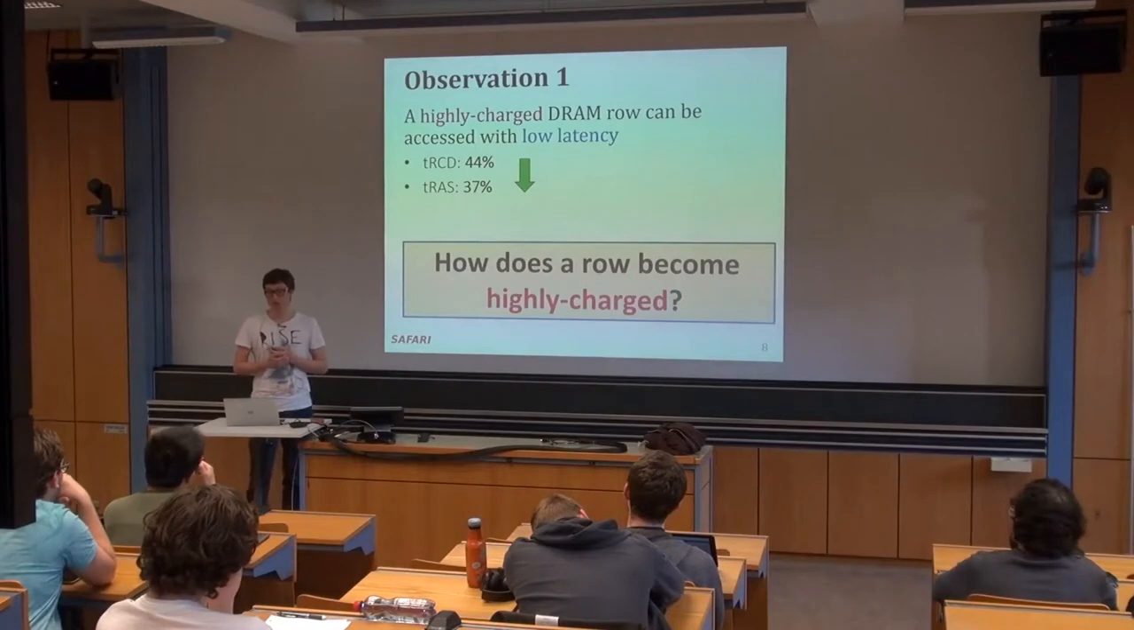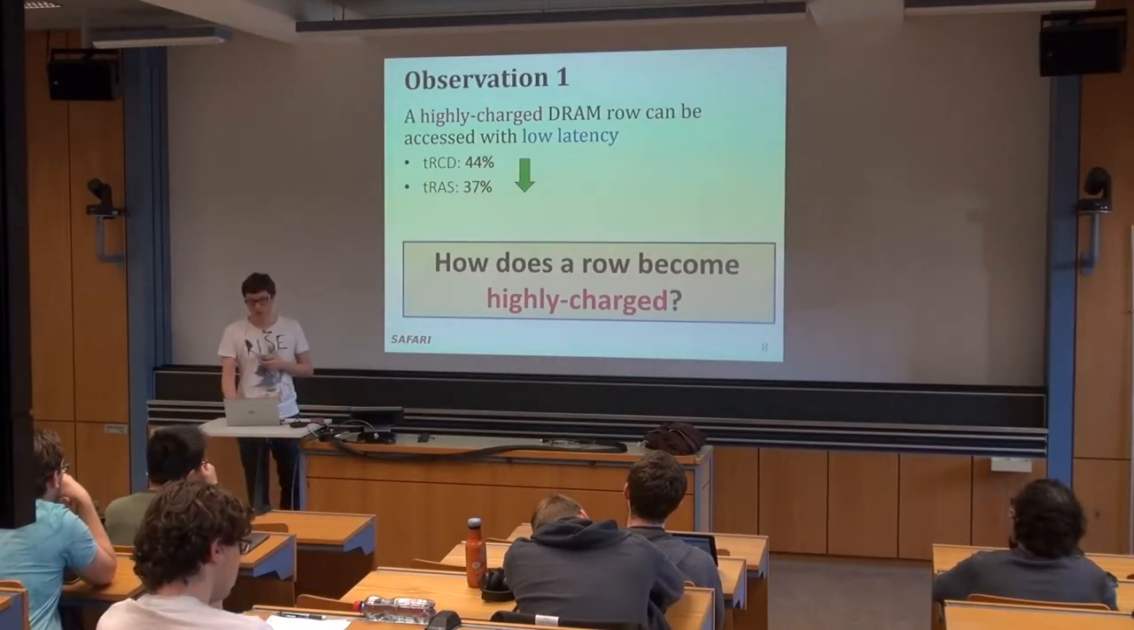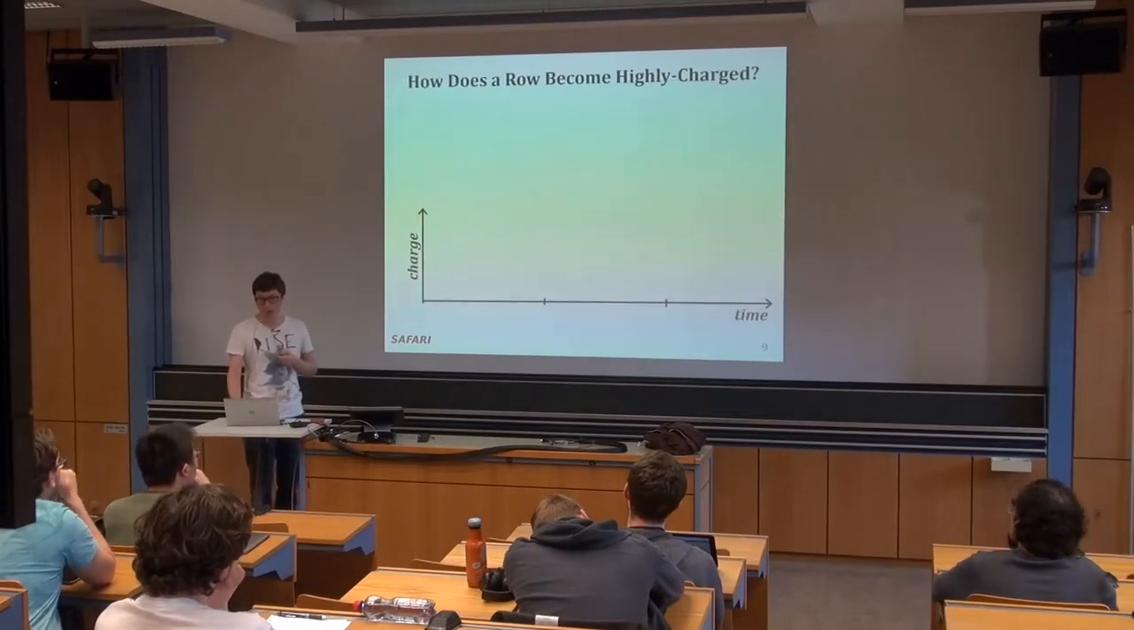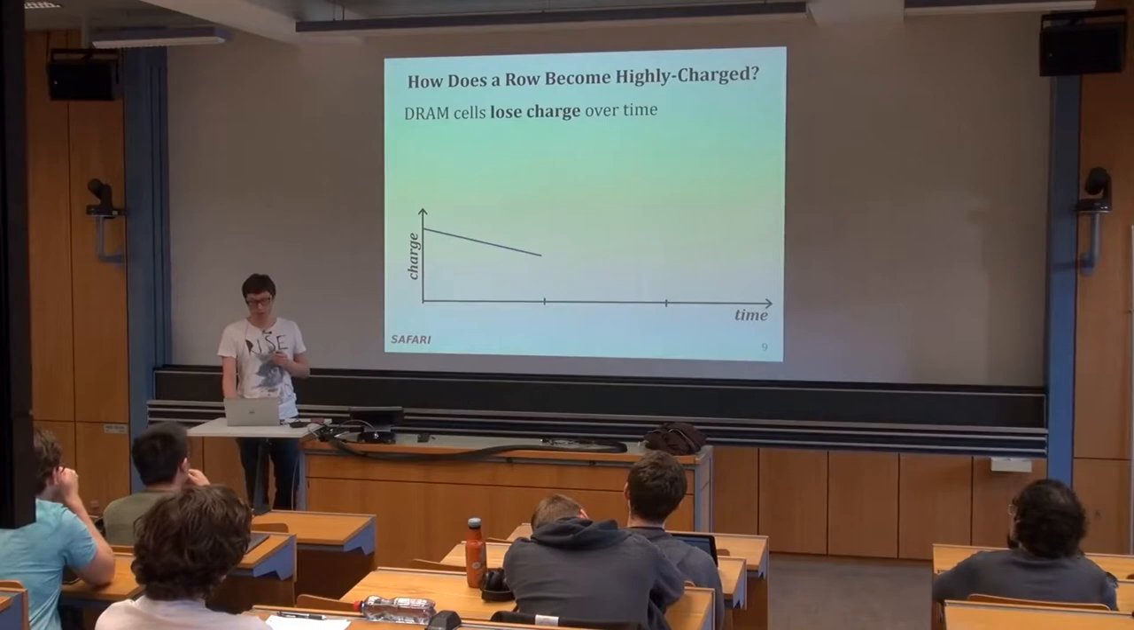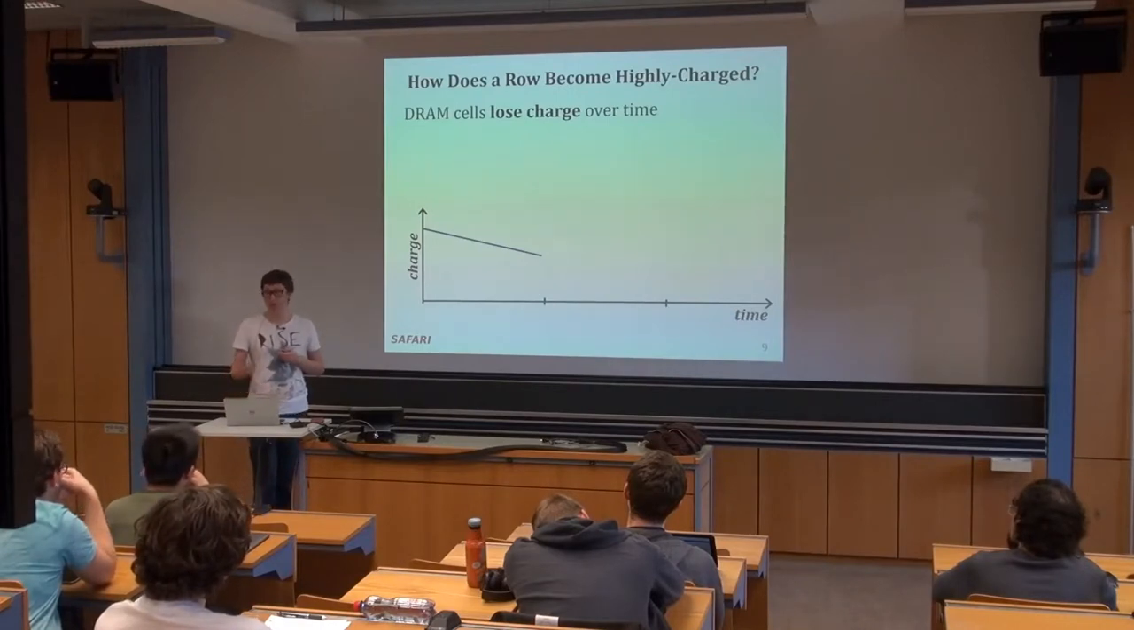So the next question we need to answer to come up with a mechanism is how does a row become highly charged? How can we know that a row currently has a very high amount of charge so we can reduce the latencies? There are two ways. The first is due to the refresh operations.